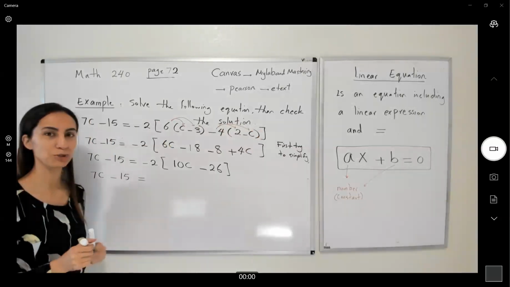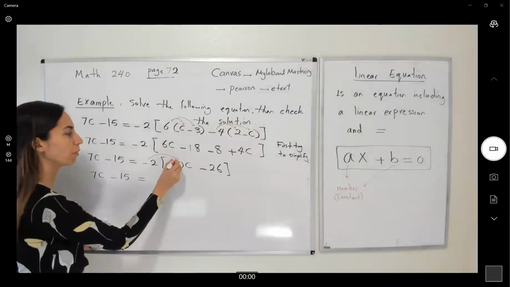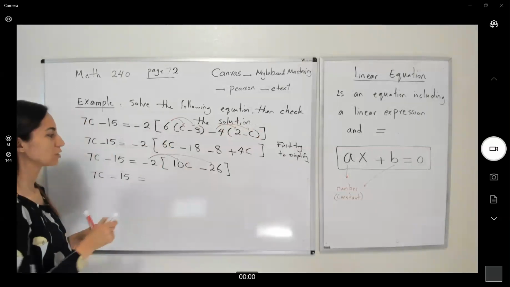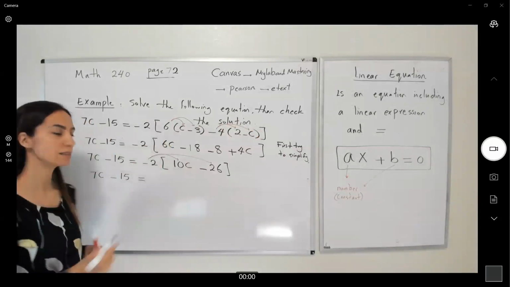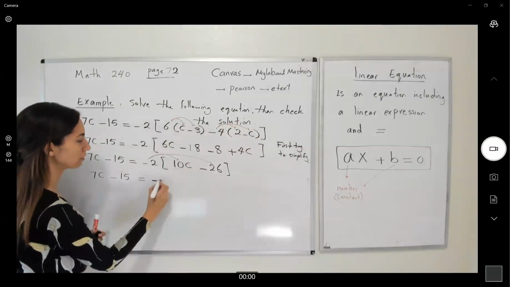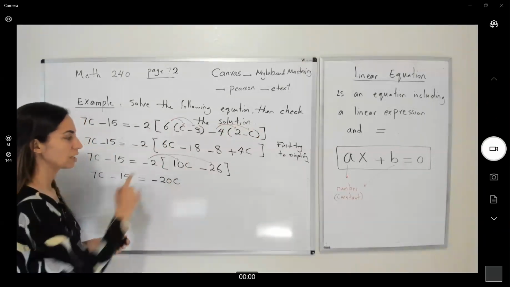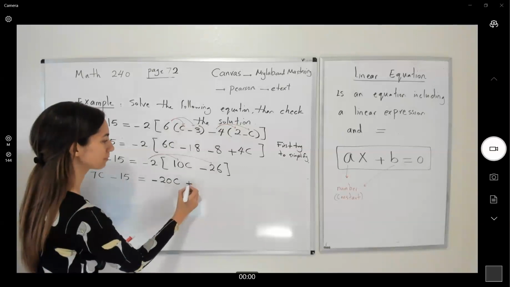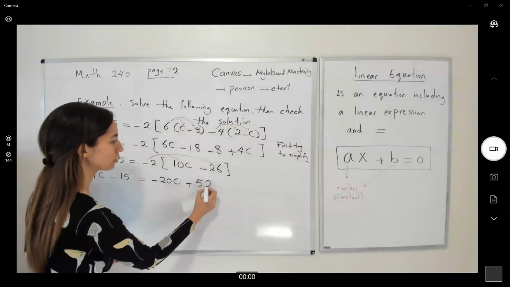Now, what I'm going to do, I'm going to distribute minus 2 into the brackets. So negative 2 times 10c gives you negative 20c. Negative 2 times negative 26 gives you plus 52.